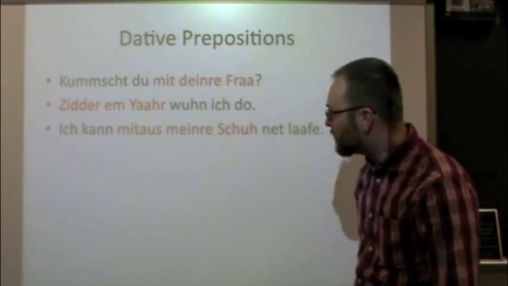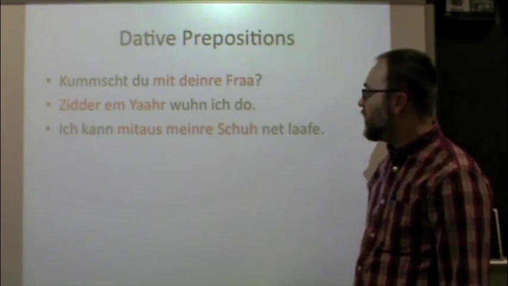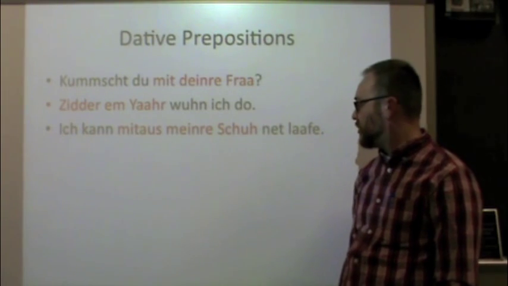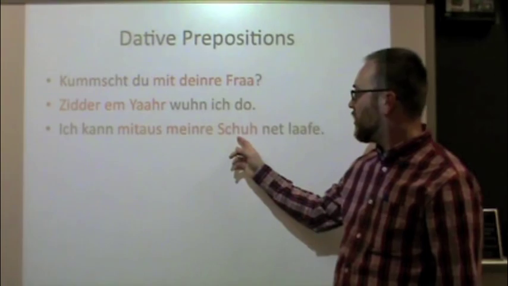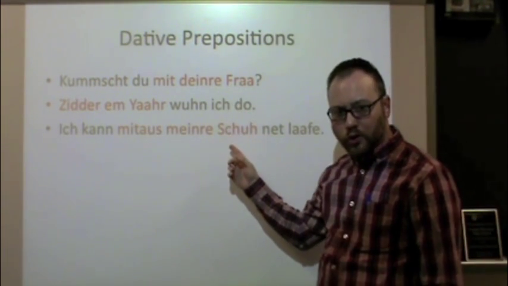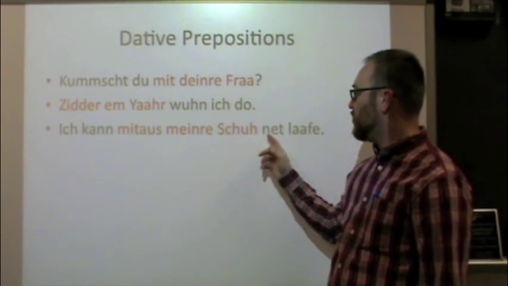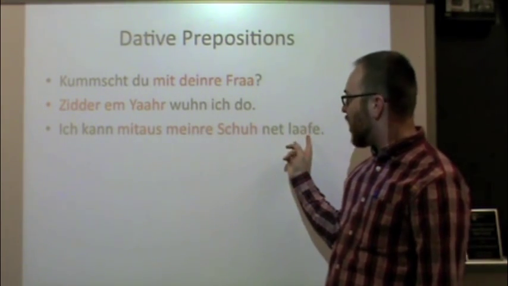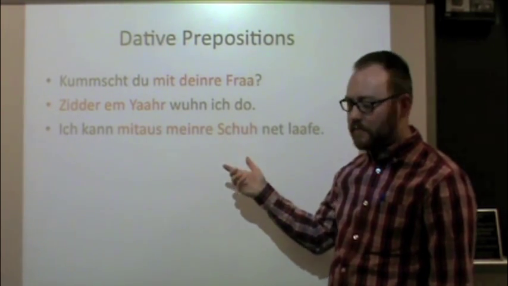Okay. Here's another example. Ich kann mit aus meiner Schuhe nicht laufen. Mit aus, dative preposition, the word following it, Schuh. So we have to give the correct dative ending, meinre, Schuh nicht laufen. I cannot run or walk without my shoes. Yeah?